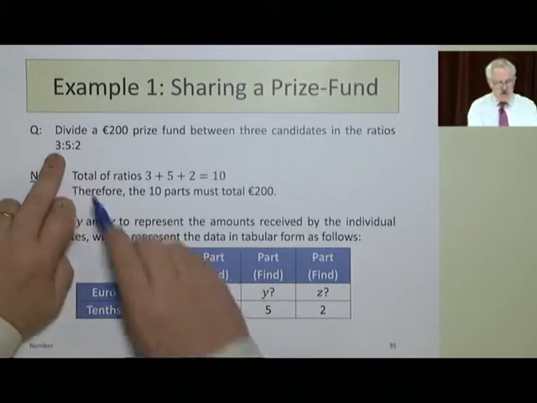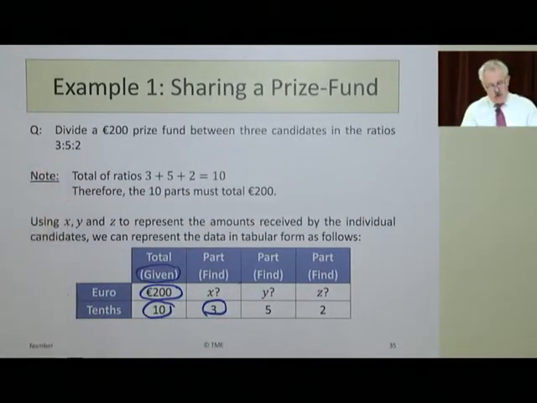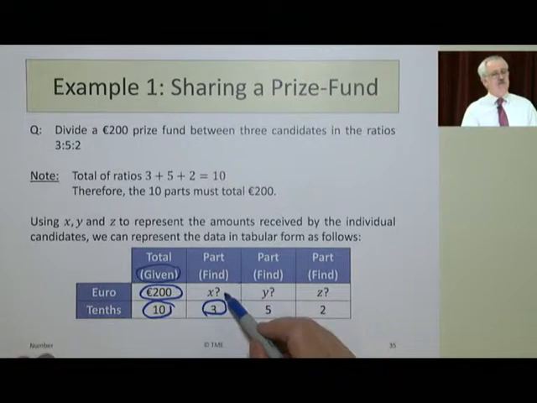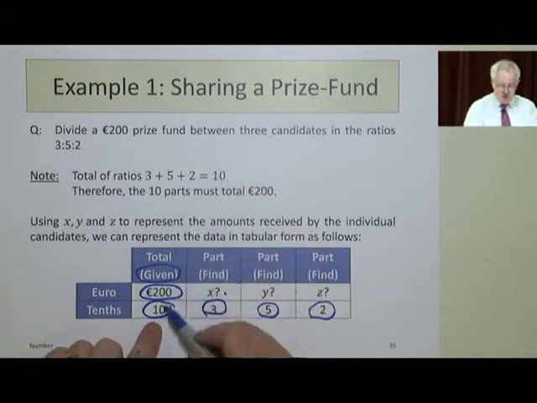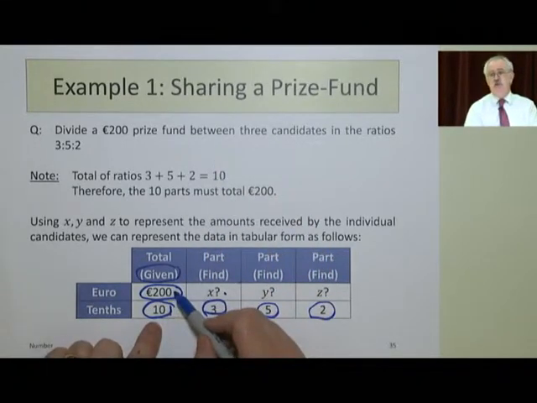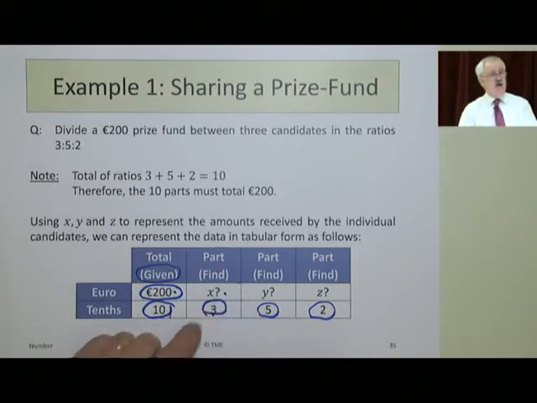I also know that somebody had 3 parts, so that's known. But what I don't know is how much they're going to get for their 3 parts. I don't know how much somebody's going to get for their 5 parts or for their 2 parts, but I know the 10 parts in total added to 200. So I know this, I know this. I know that somebody wants 3, but I have no idea how much.